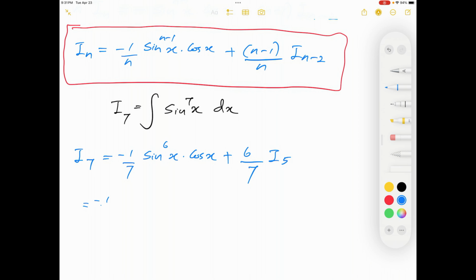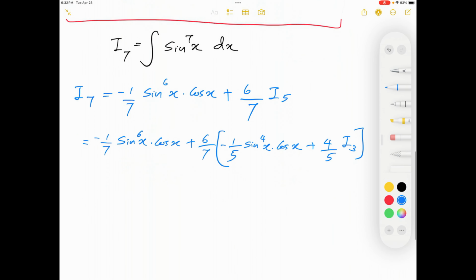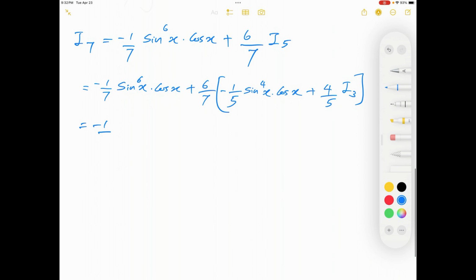Now we need to continue. We have negative 1/7 sine 6th power x cosine x plus 6 over 7 I5. Now I need to apply this recursion once again with n equals 5. Let me open brackets. I5 will be equal to negative 1/5 sine 4th power x cosine x plus 4 over 5 I3. We will do some simplification right here.